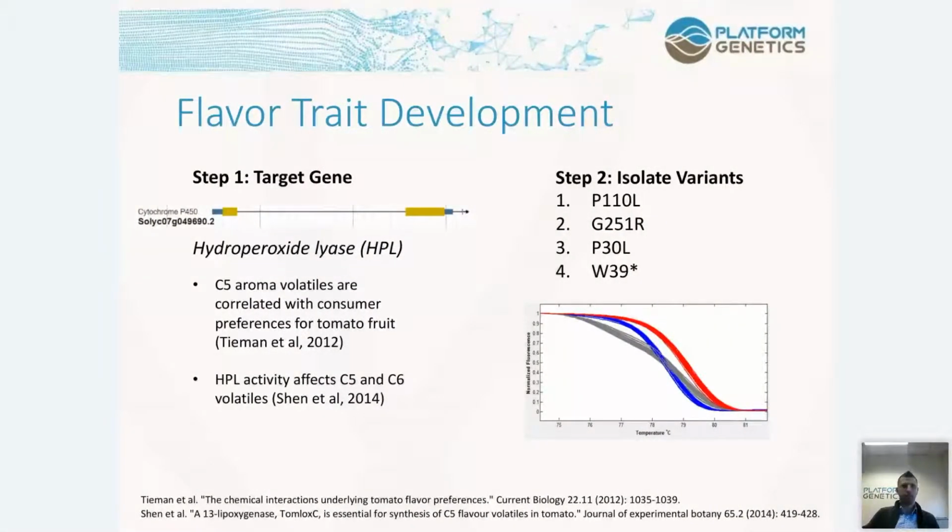Walking through step by step. First, in this example, we had a particular target gene, this HPL gene, with a little bit of information and an indication that this gene was involved in the production of a class of aroma volatiles correlated with consumer preference. It was known that the activity of this particular enzyme affects these C5 and C6 volatile compounds, and it's the C5 that are correlated with consumer liking. So we reached into our population. Here are 4 of the genetic variants that we pulled out. Again, this gets at that idea of an allelic series, where you have a premature stop codon and a range of missense mutations.